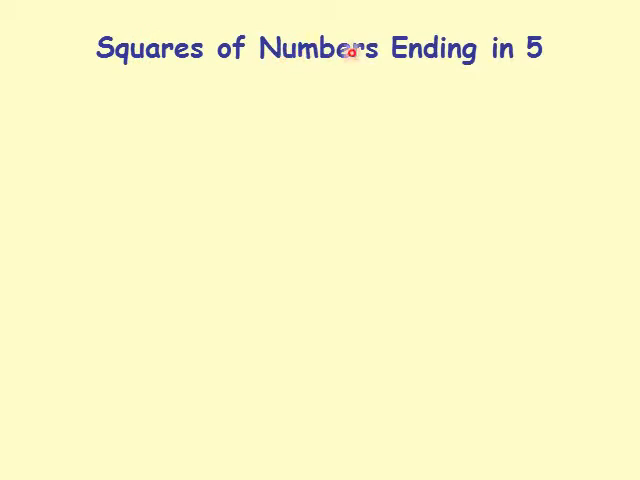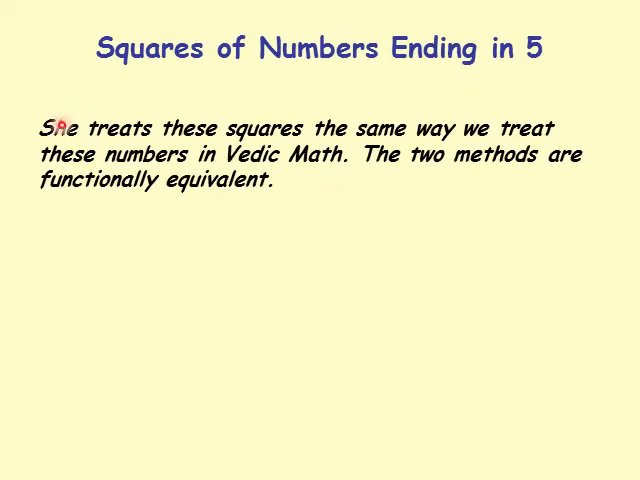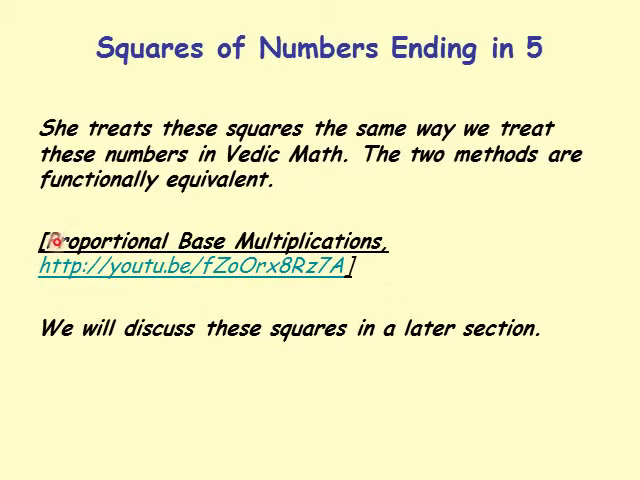That's the square of numbers ending in 5. She treats this number in the same way we treat these numbers in Vedic math. The two methods are functionally equivalent. And you can look at the video on proportional base multiplications for the way we do the square of numbers ending in 5. Let's continue here. We will discuss these squares in a later section.